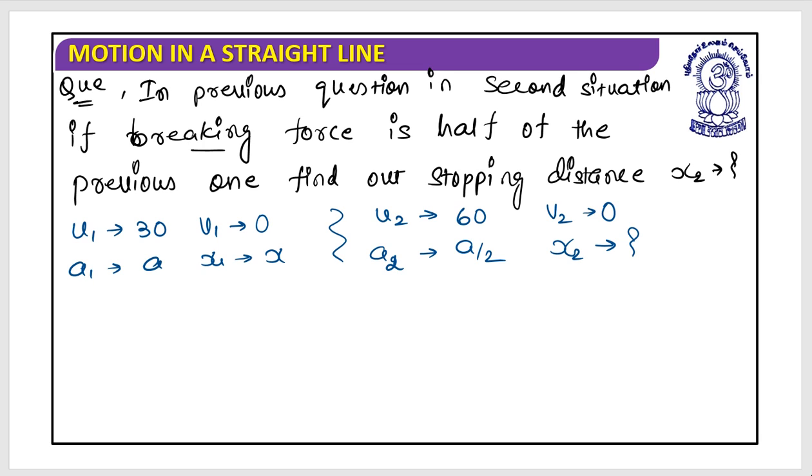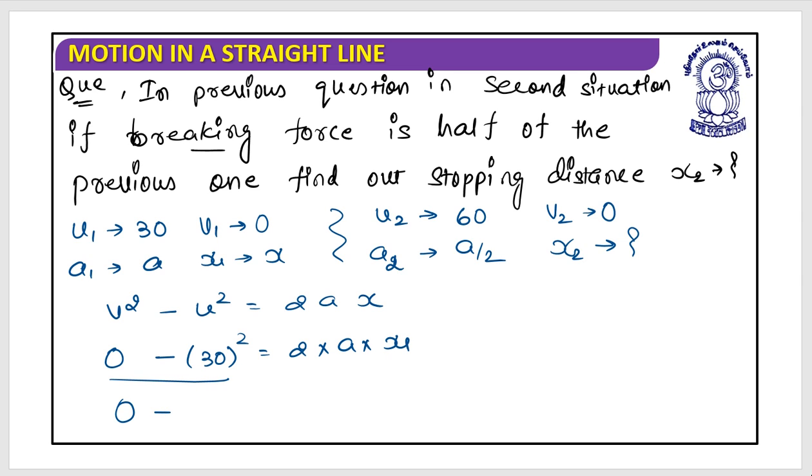So what can I do? Yes, taking a ratio, v square minus u square equals 2ax. This is the master formula. So this should be 0 minus 30 square equals 2 into a multiplied by x1. Have a ratio of this, 0 minus 60 square equals 2 into, now it is a by 2, multiplied by x2.